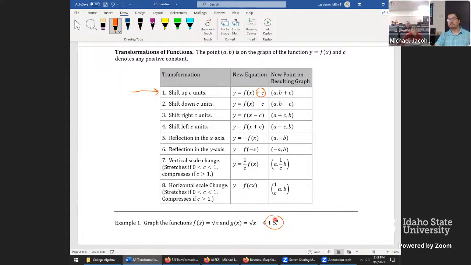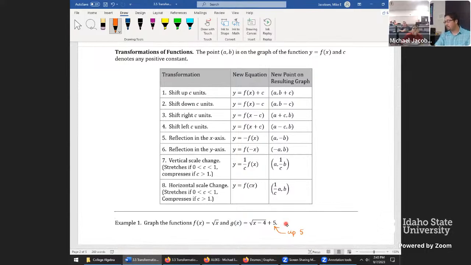We have an addition of some constant, and every point on the graph is going to have +c added to it on its second coordinate. That's what's going to be moving it upwards by that amount, 5 in this case. So here, I would just say go up 5. And that's the major idea with deciding where this function is going to end up.